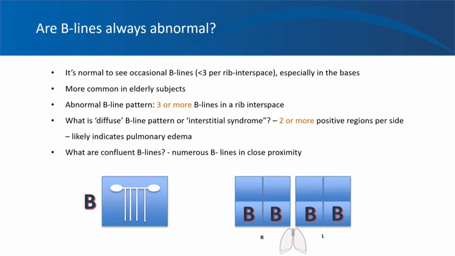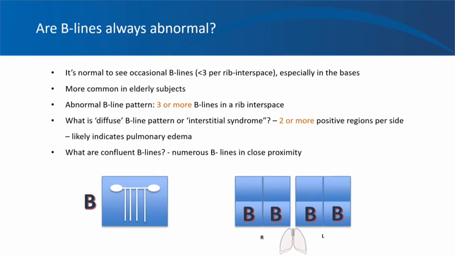Are B lines always abnormal? No. It's normal to see occasional B lines, that is less than 3 per 1 rib interspace, especially in the lung bases. And this is most commonly seen in elderly subjects. And what does an abnormal B line pattern mean? It essentially means 3 or more B lines per rib interspace, like this here. So these are ribs, this is pleura. So this patient has 4 lines here. This is an example of a B line pattern.